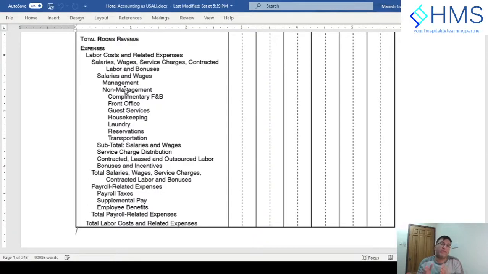So in order to make it separate and analyze it in a better way, we normally have a separate section so that it's easy to understand. So this we will be learning the definition of what goes into complementary F&B in a bit more detail. Let us understand the structure first. So the second part of the labor cost is going to be the service charge distribution.